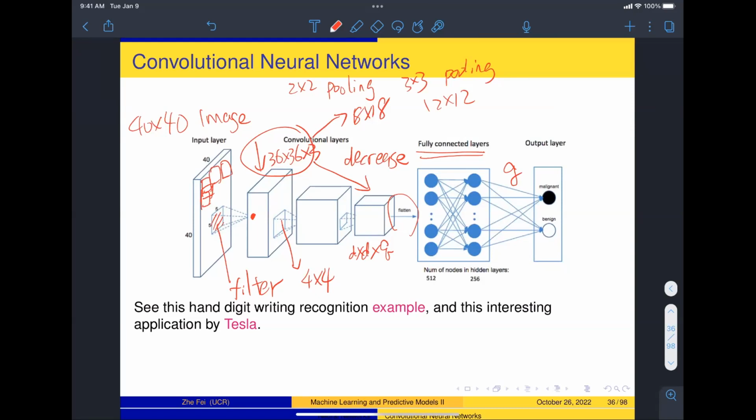Yeah, thank you. But it looks like if you choose a relatively large filter and use a relatively large stride in convolution, you can still reduce the dimension a lot. Right. Yeah, that's some good thinking.